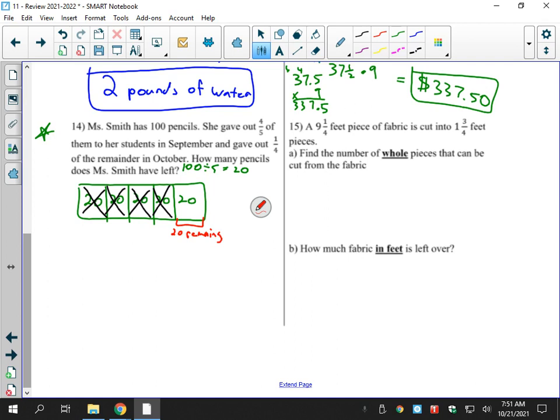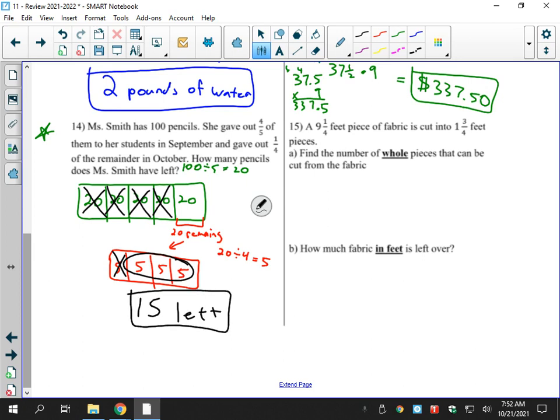Of the remainder, she gives out 1/4 in October. 1/4, we're going to split into fourths, denominator is 4, so now I'm going to make 4 boxes. Okay, so those 20 are going to get split into fourths. How many are going to go in each? Well, 20 divided by 4 is 5, so we're going to put 5 in each. She gives out 1/4 in October. How many are left? Well, these 3 5s, so we have 15 left. Okay. And as any teacher knows, those will go real fast.